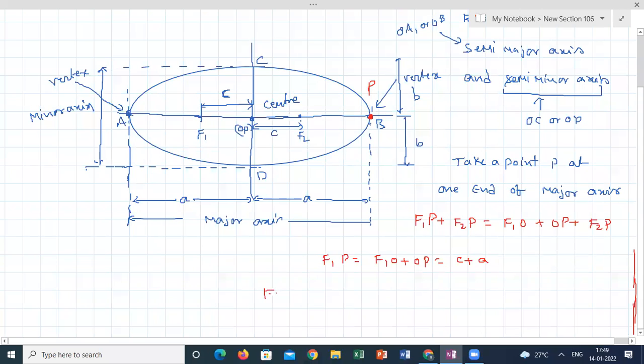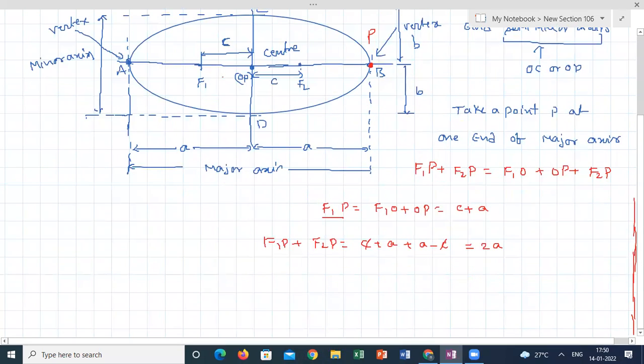From here, we can write F1P plus F2P is equal to what? F1P is C plus A, and F2P is the total distance minus C, that is A minus C. C cancels, so it is 2A. The same principle applies if I take another point Q here: QF1 plus QF2 must be the same.